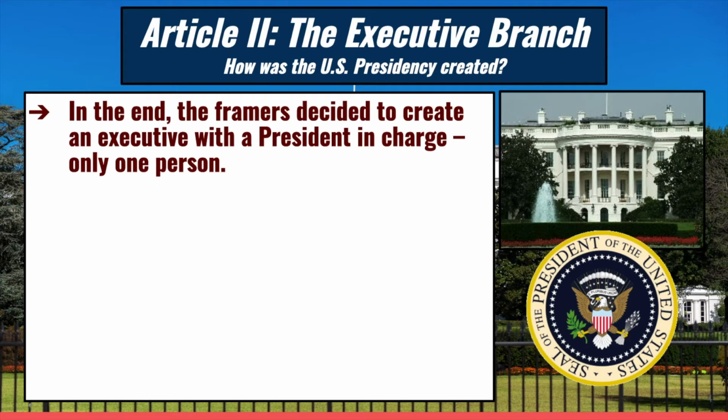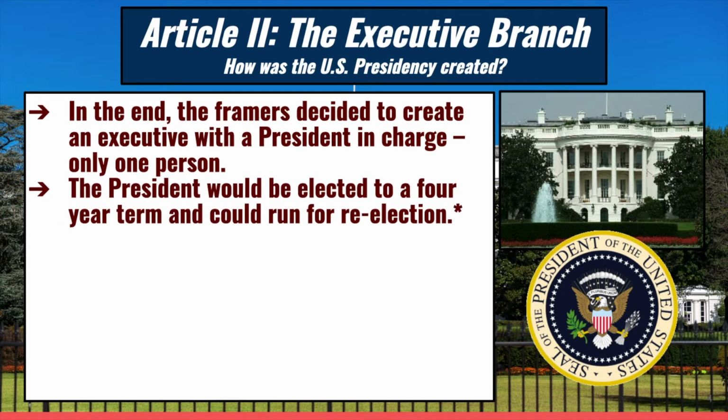In the end, after all the debates and the Virginia plan and the New Jersey plan and the one executive and three executives, they finally decided to create a single executive with a president in charge. And they came up with that term, president. Only one person. So they came up with the title, and they decided to give that power to one person and not a group of three.